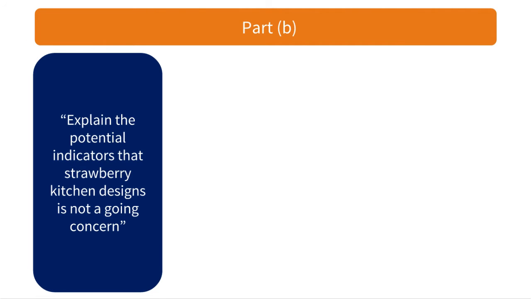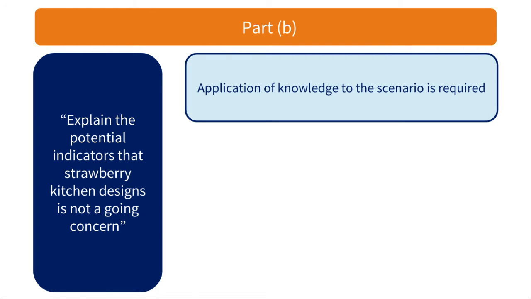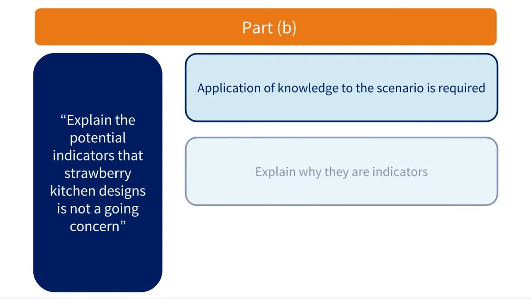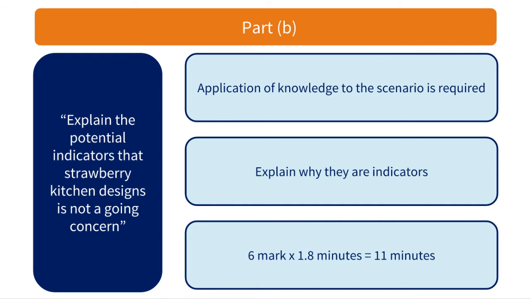Part B leans heavily on the scenario. It asks to explain the potential indicators that Strawberry Kitchen is not a going concern. This requires you to apply the knowledge you have obtained regarding going concern indicators to the scenario given. Identifying them from the scenario is not enough. You must also explain why they are indicators to get the whole mark per point. This is a 6-mark question, therefore no more than 11 minutes should be spent on this.